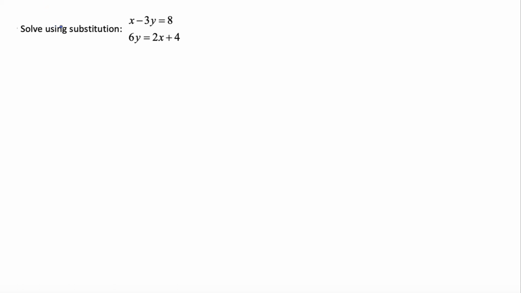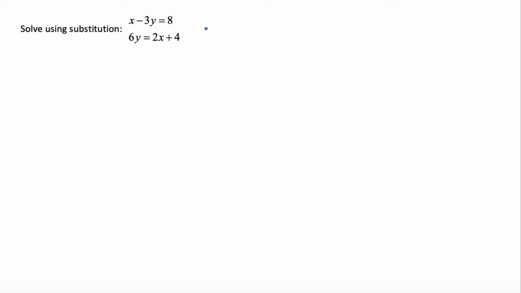Solve the system of equations using substitution. So the two equations that we have are x minus 3y equals 8 and 6y equals 2x plus 4. You notice that we have two equations and two variables, right? That's good. So by substitution, we want to pick one of these equations and solve for one of the variables.